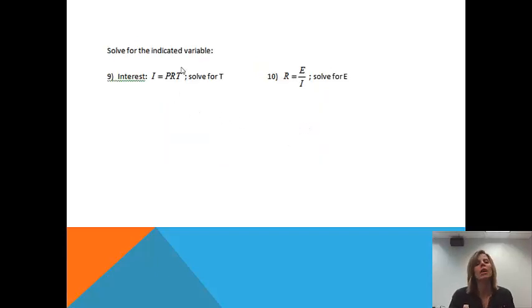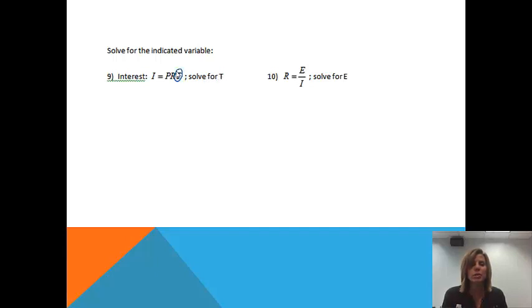All right, a few more examples. This time we're going to solve for the indicated variable. So if we have formulas, just like when I was doing the Pythagorean theorem at the beginning, we sometimes would like to solve for a specific variable. So this is an interest formula. It says I equals PRT, and we would like to solve for t.